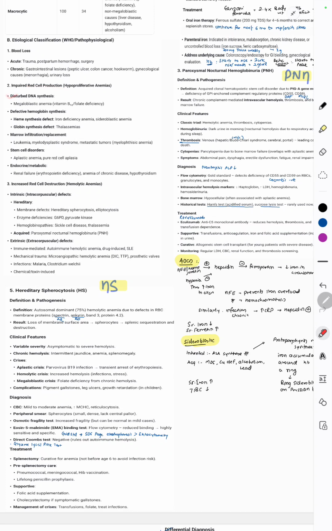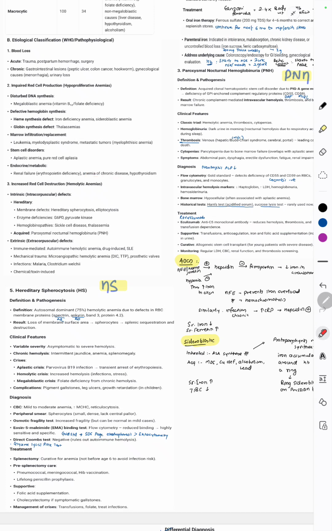Then the next is impaired red cell production. There can be disturbed DNA synthesis, megaloblastic anemia, then defective hemoglobin synthesis, leading to iron deficiency anemia, thalassemia. Then marrow infiltration, as in case of aplastic anemia, leukemia, myelodysplastic syndrome. Then stem cell disorders, aplastic anemia, and pure red cell aplasia. And then the endocrine disorders like renal failure leading to erythropoietin deficiency and AOCD.